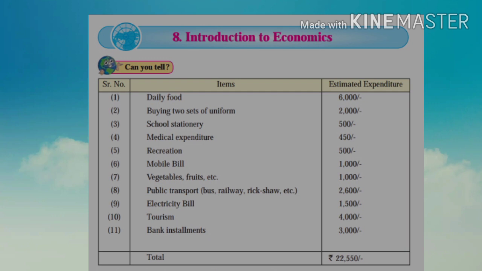Students, suppose this is your monthly expenditure. Your monthly income is 20,000. Then how will you manage the expenditure given in the table and your monthly income? Which things will you prefer first to make an expenditure and how to make a balance between your expenditure and your monthly salary? Strike out the preferences which you will give first.